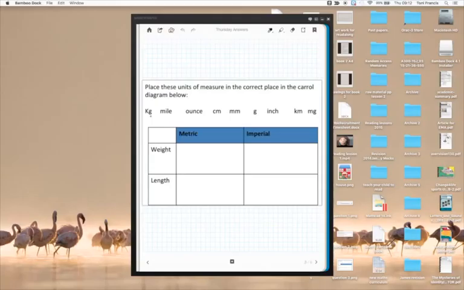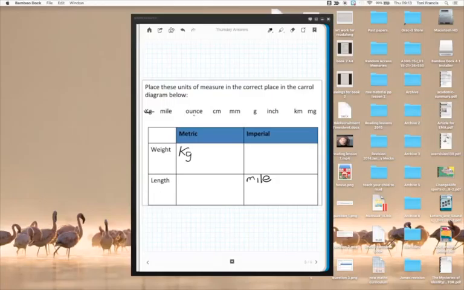So I'm going to go to the first one, kilogram. Is that weight or length? It's weight. Is it metric or imperial? It's metric. Mile. Weight or length? Well, it's length. Metric or imperial? Of course, it's imperial. Now, we do use miles, but it's not in divisions of 10, so it's not metric.